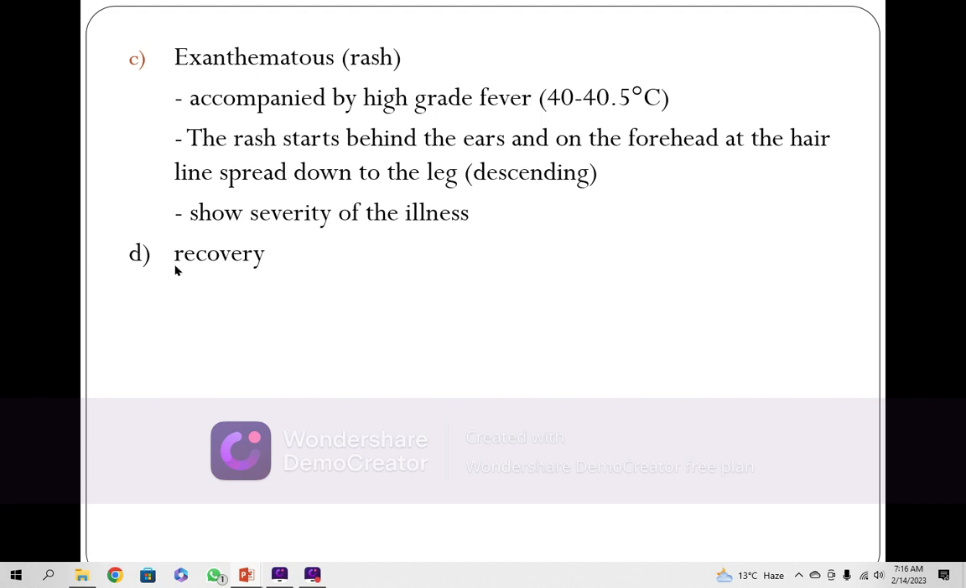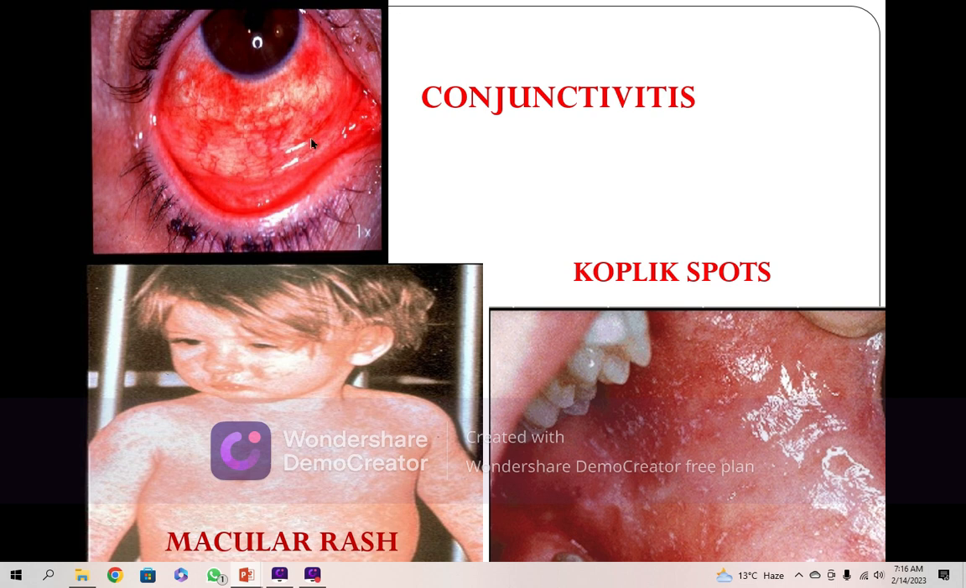And the fourth stage is the recovery part. So the humoral immunity developed in the child and the disease will be gone. There will be conjunctivitis, Stensen's duct, Koplik spots, you see. Here, you see. This is the upper part of the palate, you see these spots. Macular type of rashes behind the ears, and the beard area, and this scalp area, and then descending order.